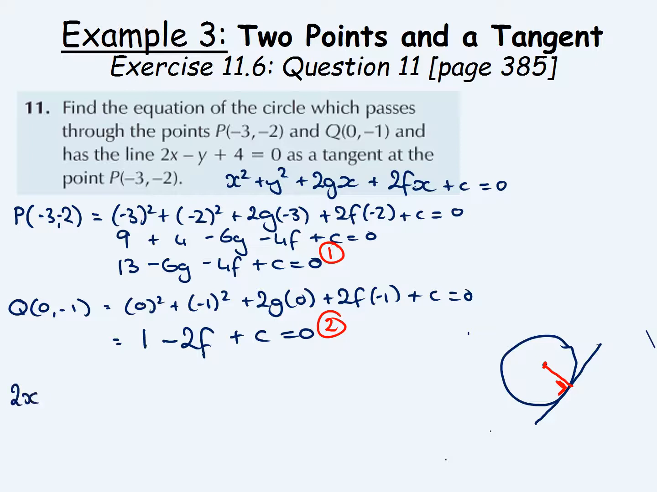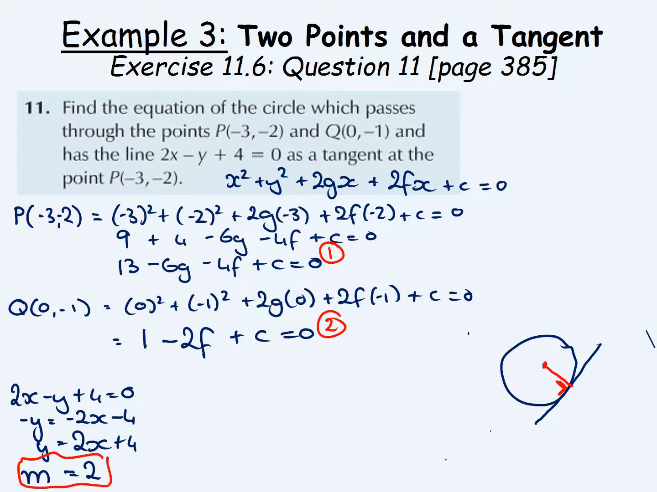I have 2x minus y plus 4 is equal to 0. So the slope of that line can be found by rearranging in the form y is equal to mx plus c. So we get y is equal to 2x plus 4. Therefore, my slope is equal to 2. So that's really important. So we just got the slope of the tangent is 2.